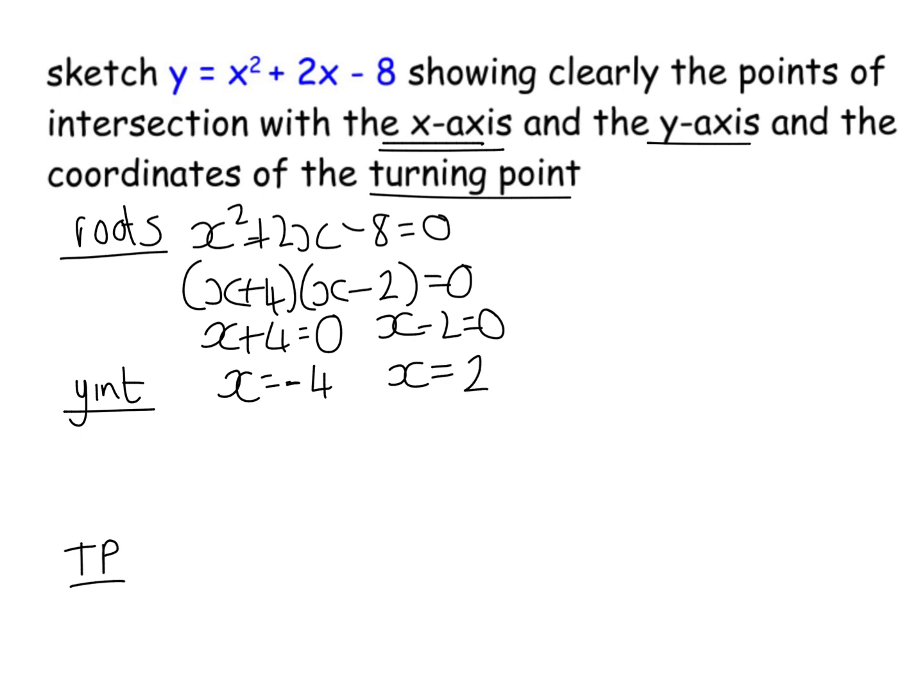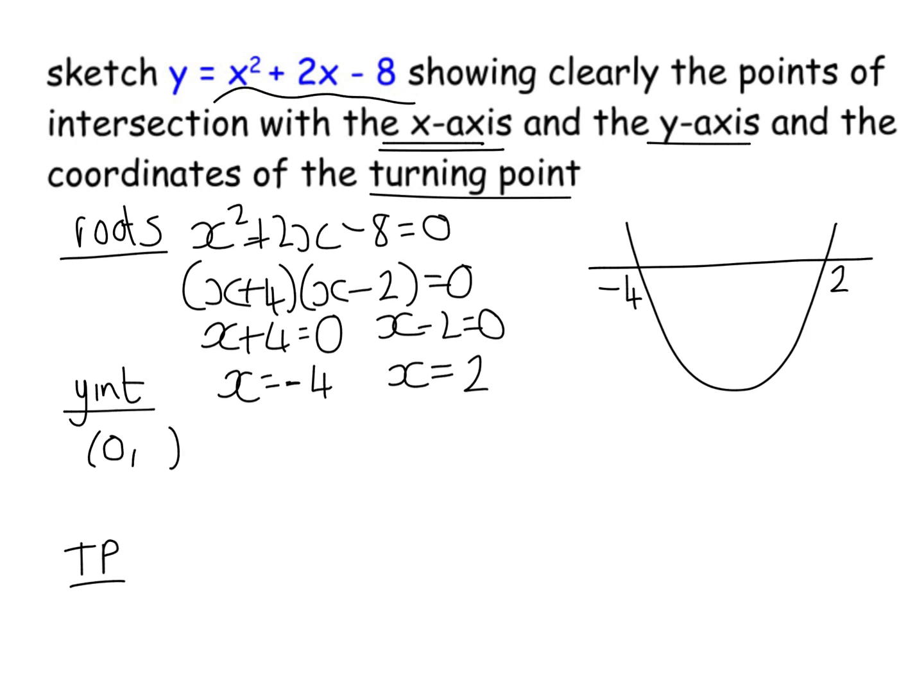So I have a smiley face with roots at 2 and minus 4. Something like that, right? I'm going to get my y-intercept just now. There's a long way and a short way to do this. Your y-intercept is when x is 0. You can plug 0 back into the equation up here and go 0 squared plus 2 times 0, take away 8. Or you can remember what I said to you: the y-intercept is the end value. So the y-intercept is minus 8, so our y-intercept is 0, minus 8.